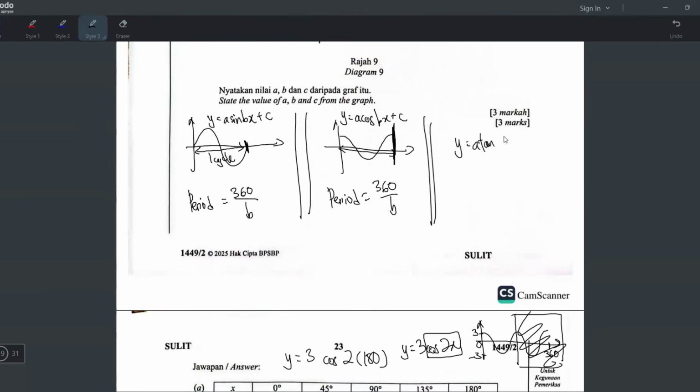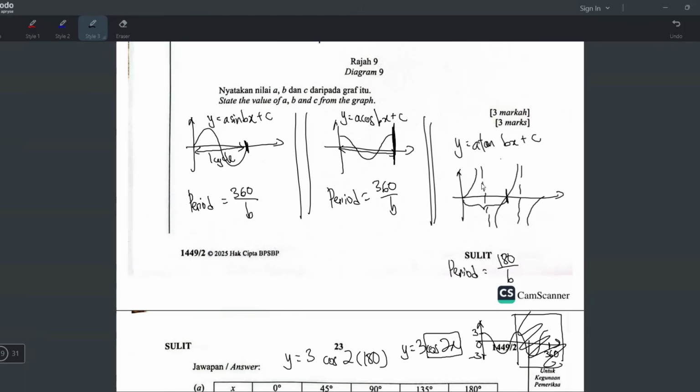For tangent, you cannot take 360 divided by b, you have to take 180 divided by b. And there is a reason, I'll tell you now. The tangent graph looks like this, right? But the period is not this value here. Because for the tangent graph, one cycle is from here until here only. This is considered one cycle. So the period will be 180 divided by b.